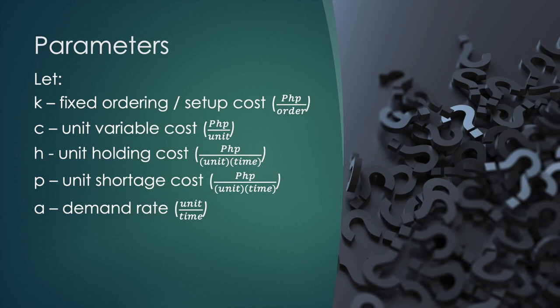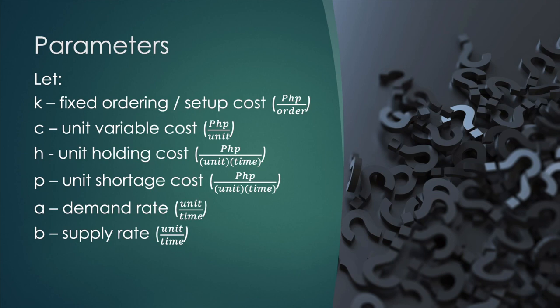Next, we also have the parameter demand rate. And this is the rate at which you use up your inventory. No? And we denote it to be the letter A. Next is the supply rate. What do we mean by the supply rate?